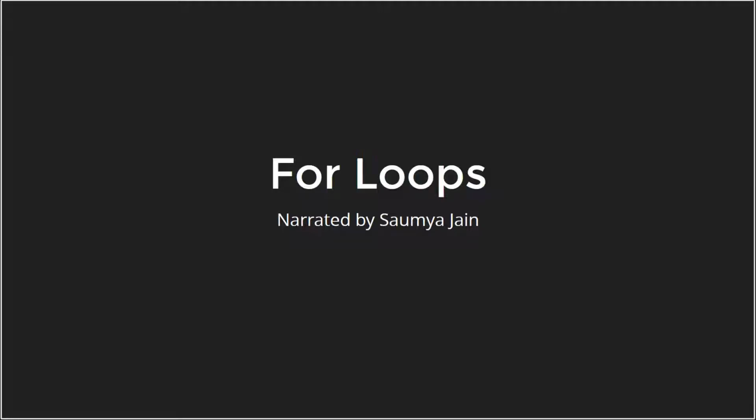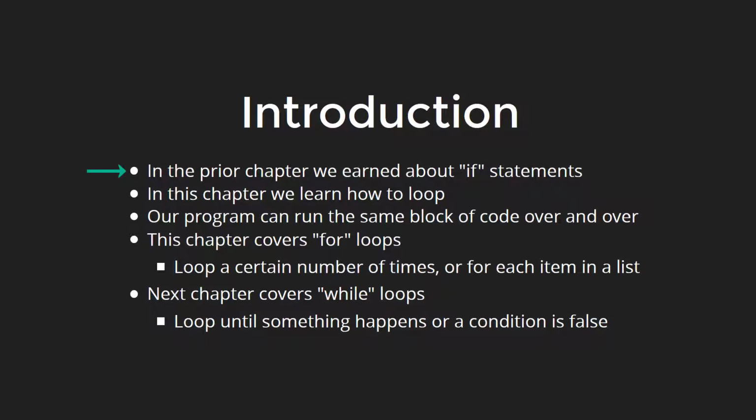For loops. In the last chapter, we added the if statement to our skill set, enabling the computer to choose which set of code to run. In this chapter, we learn how to loop. Rather than have our programs run straight through, we can run a section of code however many times we like. This chapter covers for loops, which allow us to loop a certain number of times. The next chapter covers while loops, which will loop until a certain condition, such as game over, occurs.